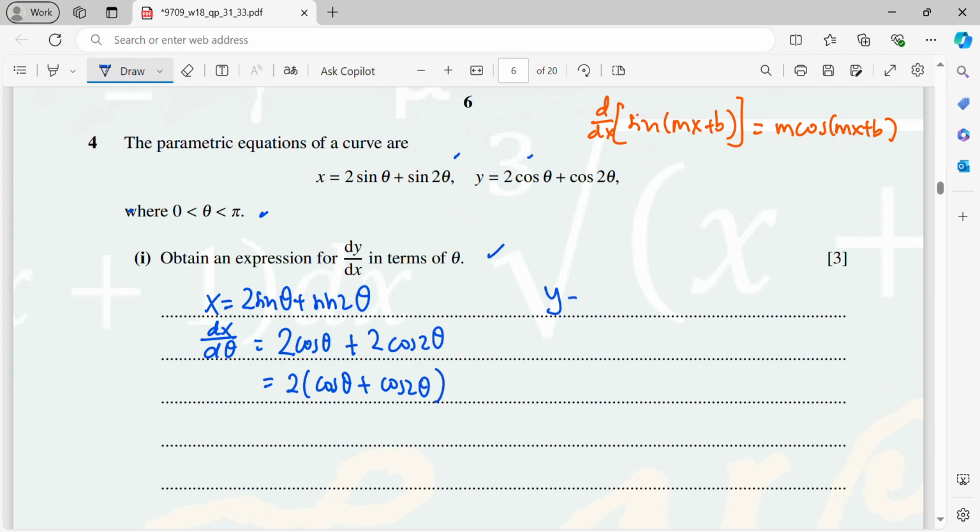And now for the y, that is 2 cos theta plus cos 2 theta. Now when you differentiate cos, it will be a negative sign. So I'll get negative 2 sine theta. Same goes to the cos 2 theta here. I will change to negative sign first. Cos changes to negative sign. Rewrite the 2 theta. Differentiate 2 theta is 2. Then from here, the minus 2 is in common.